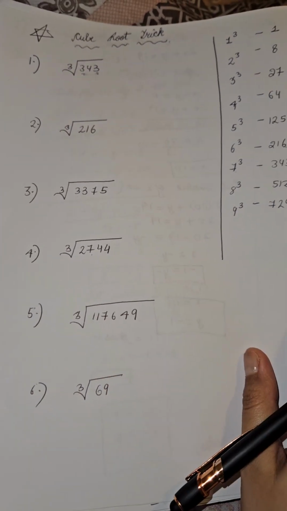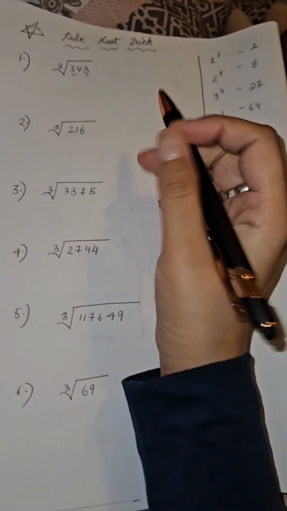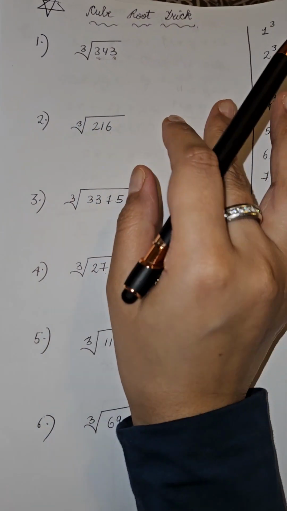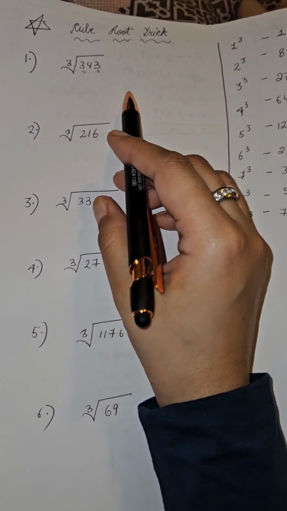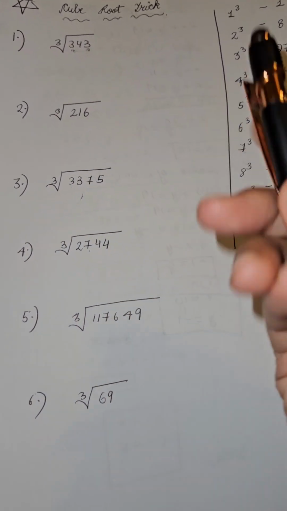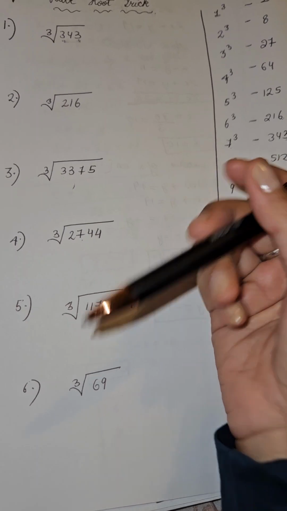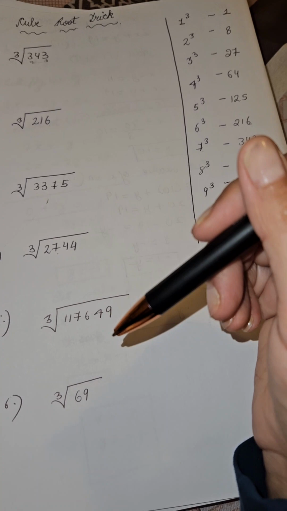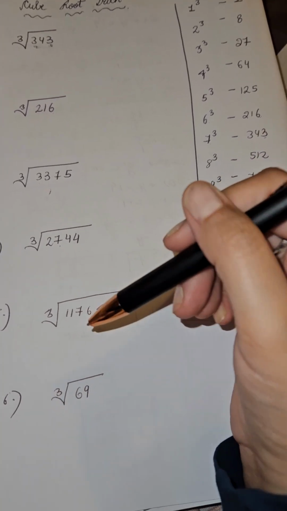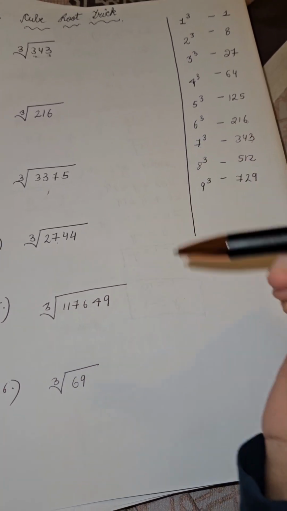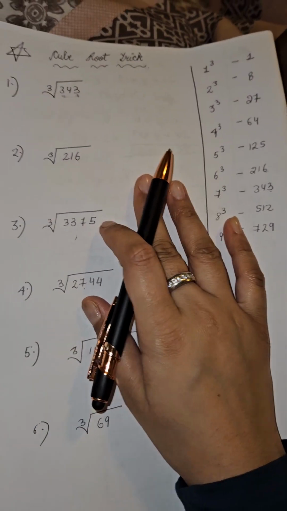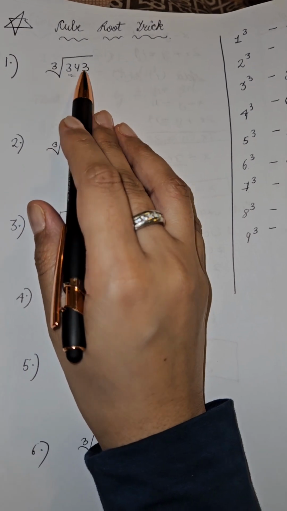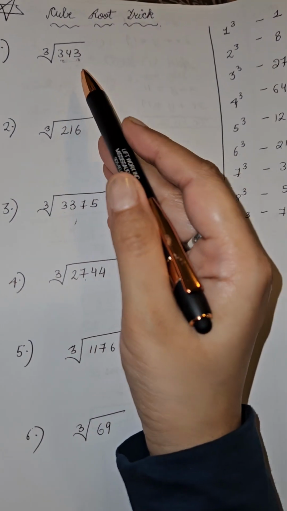Hello. Today we are going to learn how to find the cube root of any number by a trick. If we have a perfect cube, then it's easy to find by this trick. But I will also talk about what to do if we don't have a perfect cube, and how we can find it without doing long calculations. Suppose we have the number 343 and we have to find its cube root.